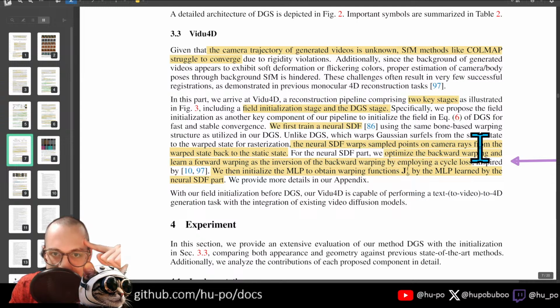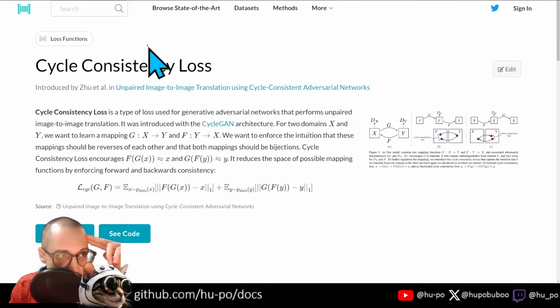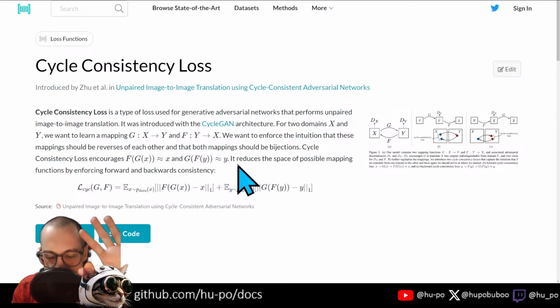We optimize the backward warping and learn a forward warping as the inversion of the backward warping by employing a cycle loss. Okay, so the cycle loss is a reference to this. This is the cycle consistency loss on Papers with Code. There are different versions of these, but the basic idea of a cycle loss is that you have some mapping X to Y, and then you also have Y to X. So you basically have a way to go from one thing to the other thing, and then from that other thing back to the original thing, right?